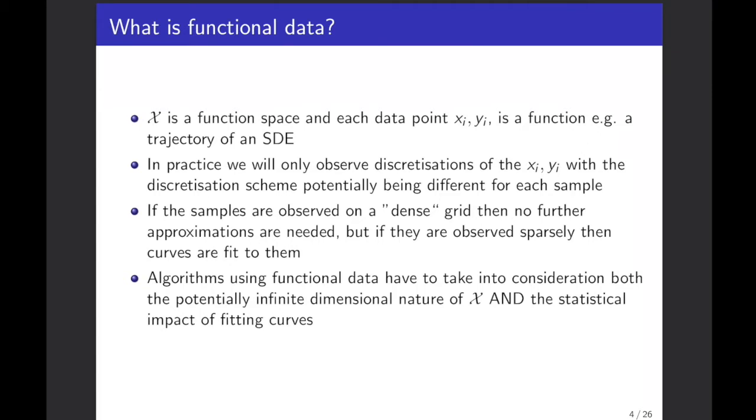And we could be in a scenario where they are somehow dense, and everything we need to compute about these functions, for example, integrals, we can do so because we've got loads and loads of observation points for each random function. However, if they're not observed densely, but sparsely instead, then we're going to have to fit curves to them. So the special thing about functional data is that we know the underlying space is actually an infinite dimensional space. So we have to take into consideration things we know about infinite dimensional distributions, for example, Karhunen-Loève expansions. But then we also have to deal with the statistical impact of fitting curves to these discretized observations.